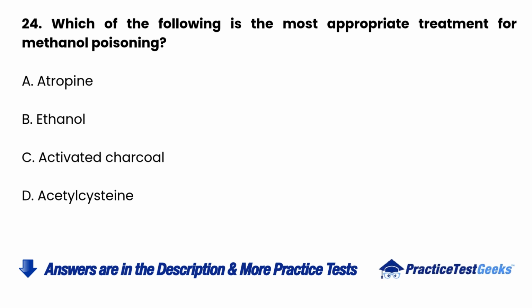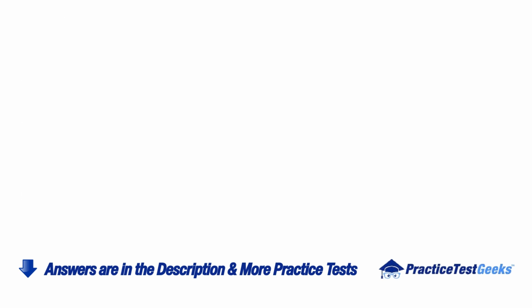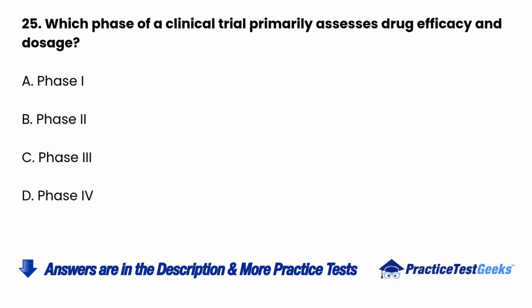A. Atropine. B. Ethanol. C. Activated charcoal. D. Acetylcysteine. 25. Which phase of a clinical trial primarily assesses drug efficacy and dosage? A. Phase 1. B. Phase 2. C. Phase 3. D. Phase 4.